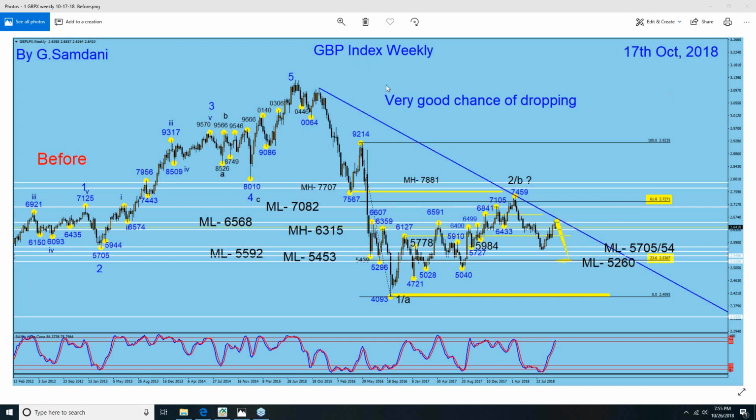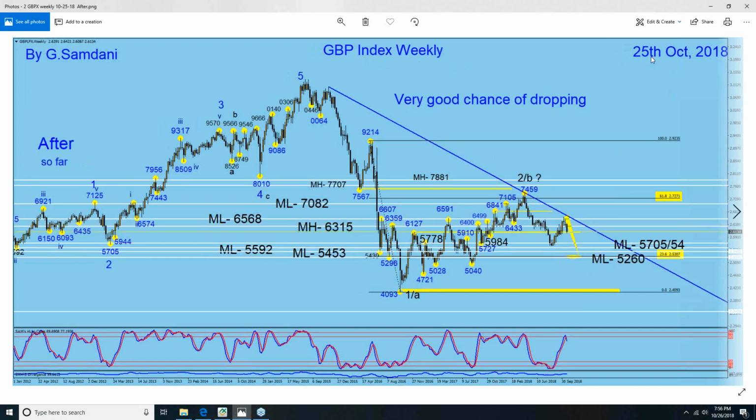So this is what I found on the pound index on the 17th October, that it is making a short setup and it's supposed to drop to the downside. And this is what happened from the 17th until yesterday, 25th October. You see it came down. Actually today it went down even further. I didn't make the new chart. All right, so so far so good. This is exactly what happened.